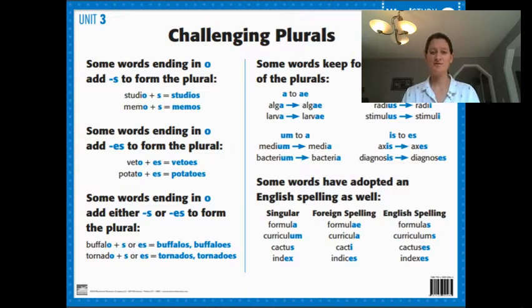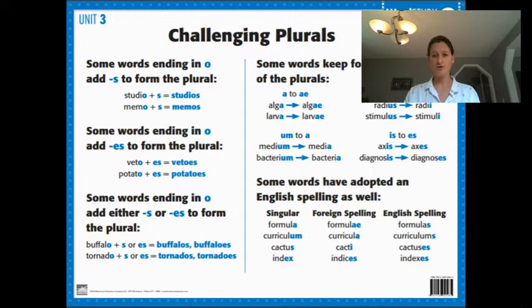Now, a plural is when we have more than one of something. So I have one hand, but I have two hands. So hands is plural because there is more than one. And in general, when we have more than one, we just add an S ending to the word. But there are some plurals that are challenging, and that's what we're going to learn about this week.